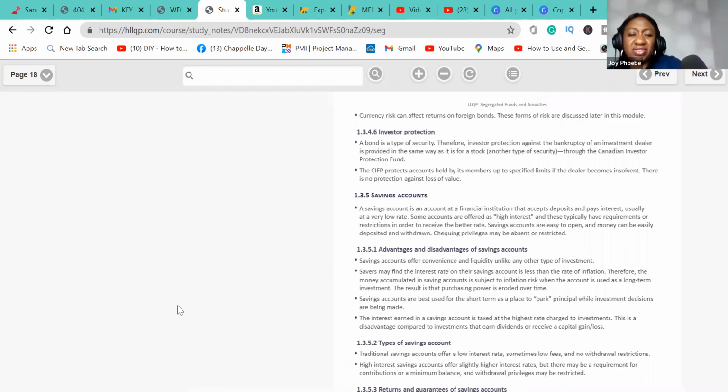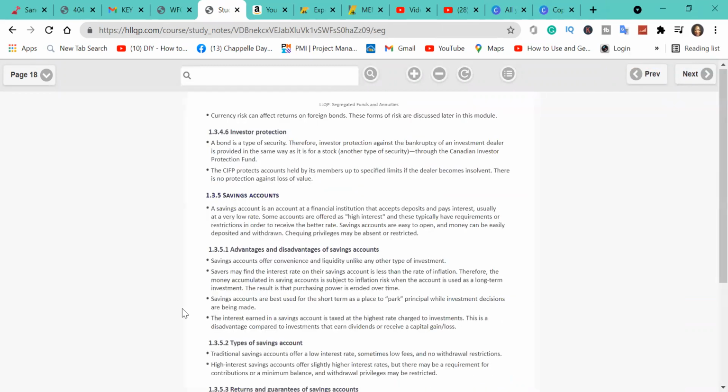All right, investor protection. How are investors protected? When we look at seg funds and annuities, we learned that those investment vehicles are protected by Assuris. The one that doesn't have protection is stocks. There is no protection for stocks. But when it comes to bonds, is there any protection? Let's take a look.